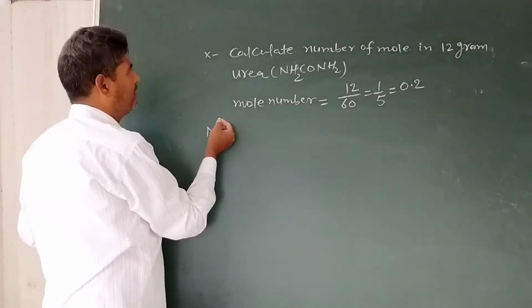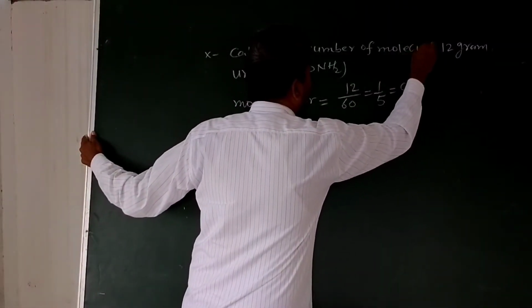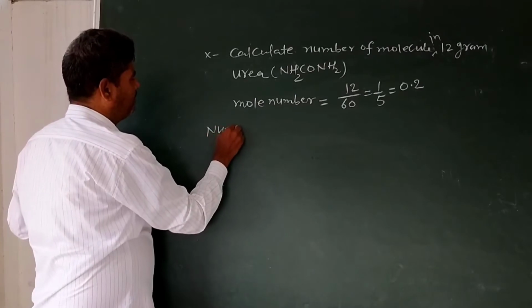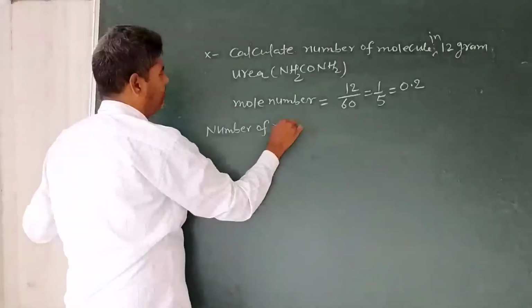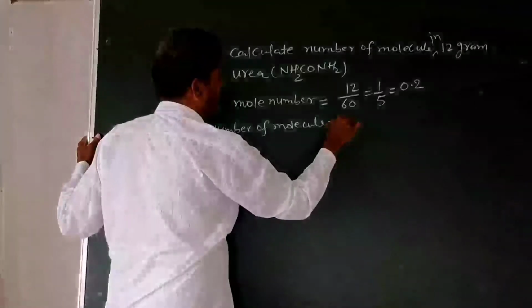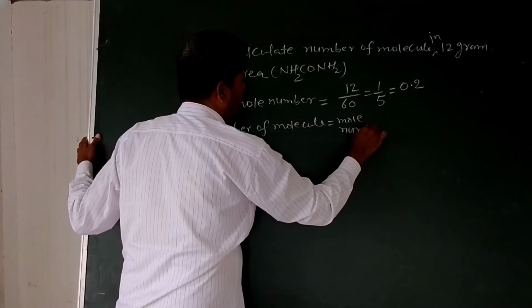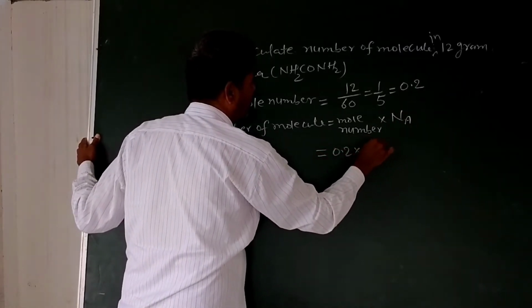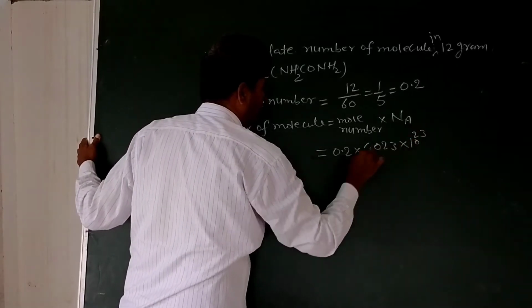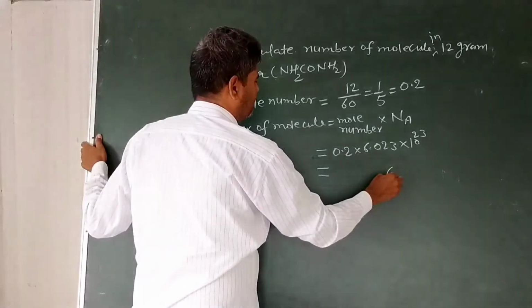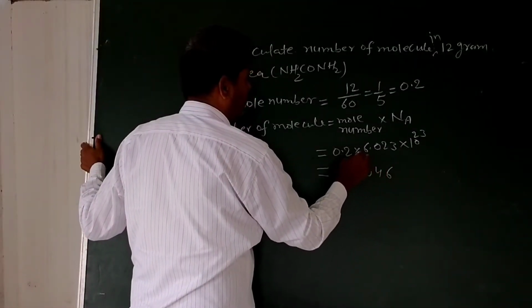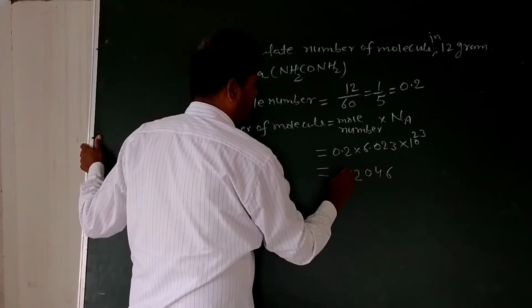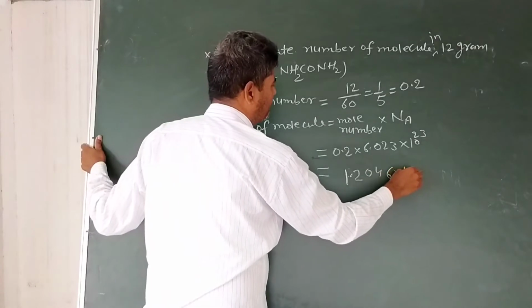Number of molecules is equal to mole number into Avogadro number. 0.2 into 6.023 into 10 power 23. 2 3 are 6, 2 2 are 4, 0 6 2 are 12, so 1.2046 into 10 power 23.